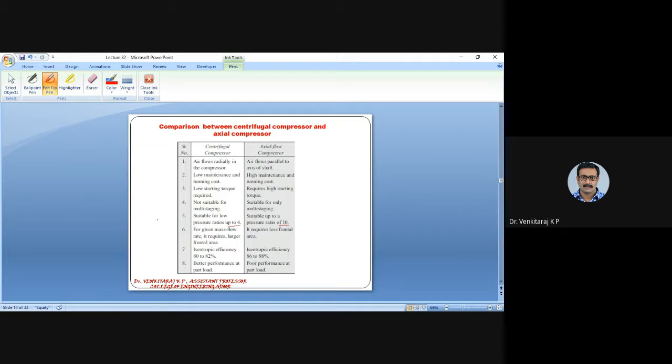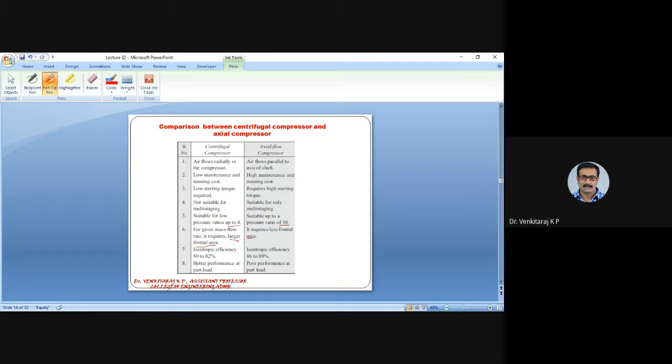Then for a given mass flow rate, the larger frontal area makes the centrifugal compressor much bulkier compared to the axial flow compressor, whereas the frontal area requirement is very small for axial flow compressors. Then the isentropic efficiency: 80 to 82% in the case of a centrifugal compressor, whereas it is higher for an axial flow compressor, 86 to 88%.